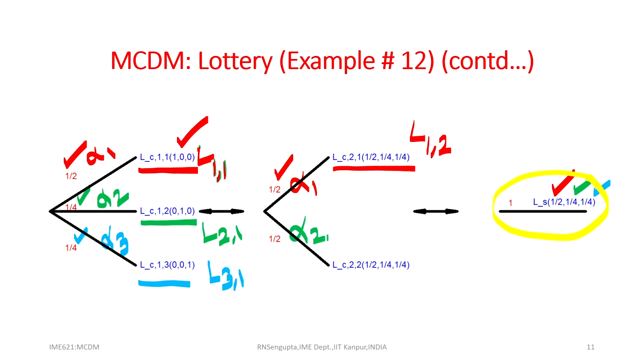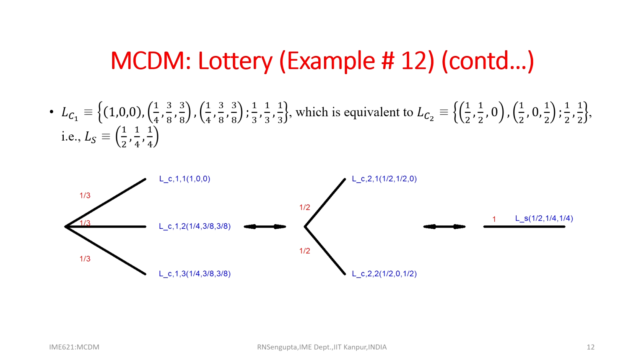If I use the green color, this is alpha 2, and if you recollect, alpha 1 plus alpha 2 plus alpha 3 for the first case was 1. Similarly, alpha 1 plus alpha 2 for the second case is also 1. This is basically L2,2, and if I multiply the corresponding values, I will get the same simple lottery as given. So, there can be different combinations of lotteries. Here I consider an example continuation.